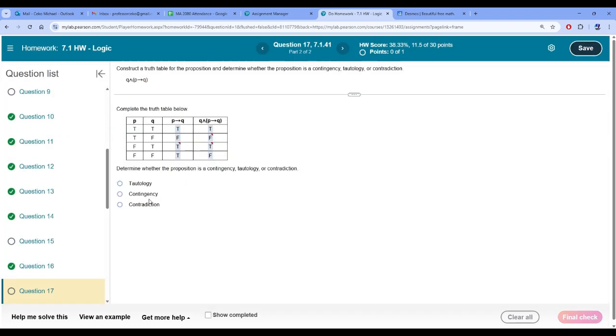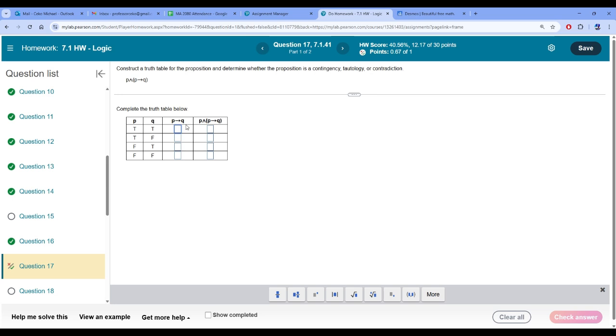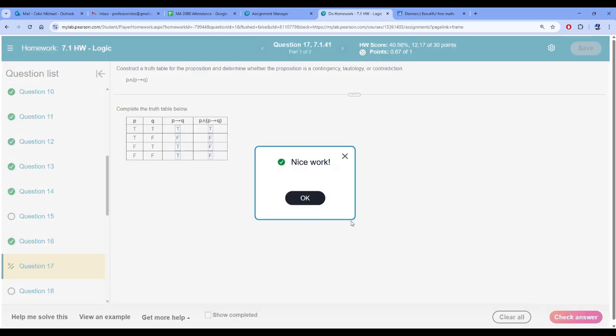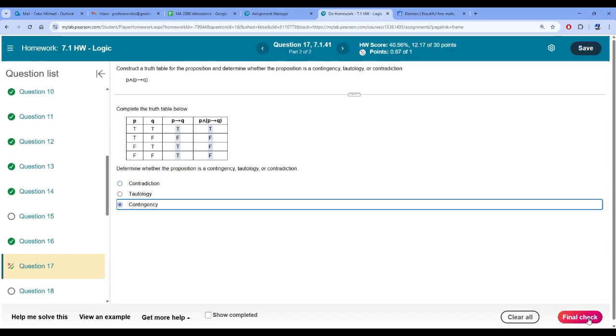Okay, let's try that again. Contingency. Let's try it again. So P implies, so I guess this is just, is Q true? Yes. No. Yes and yes. P and this, yes, no, no, no. Okay. Contingency, check.